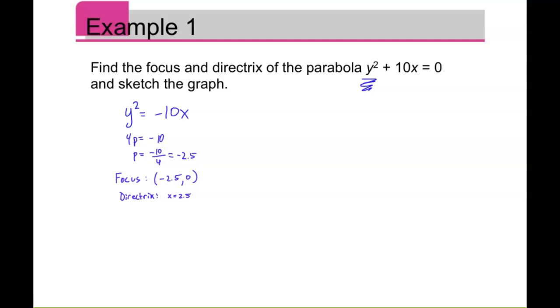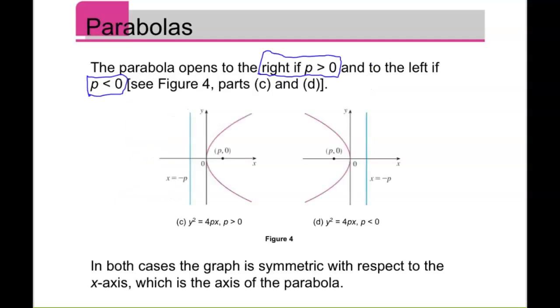Can you explain how you got to the directrix again? Because I understand the whole process to get the focus and the negative 2.5. So how did you get x equals 2.5? Oh, is it just because it's the opposite of p? Oh, okay. Thanks. If it's horizontally opening, it's x equals the opposite of p. If it's vertically opening, it's y equals the opposite of p.